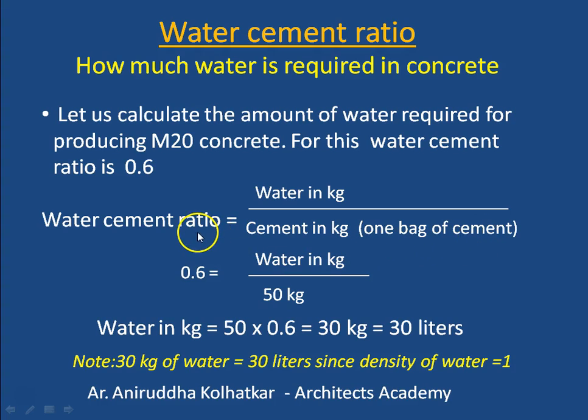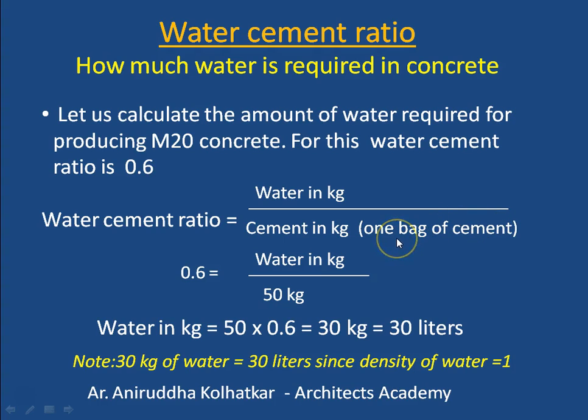Now let us take an example and see how much water is required to produce M20 concrete. Let us calculate the amount of water required for producing M20 concrete. For this, the water cement ratio has to be maintained at 0.6. This value is given in the IS code, and therefore we will now substitute this value in the equation which we have seen. So the water cement ratio is equal to water in kilograms divided by the cement in kilograms, which we normally take as 1 bag of cement.